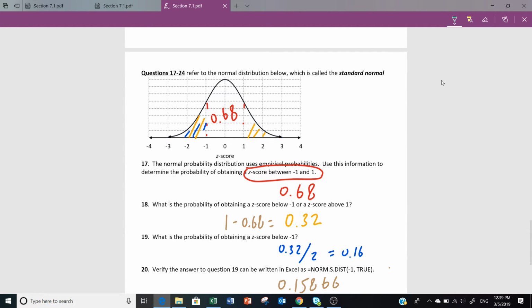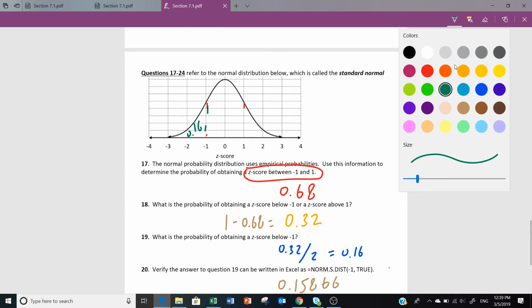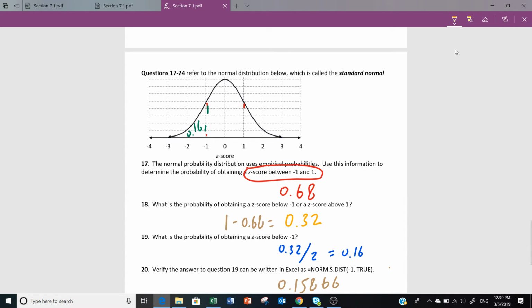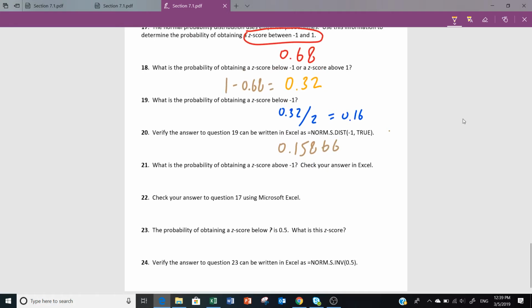If you know that below -1 is 0.16, well, since the whole probability is 1, this remaining probability has to be 0.84, or 1 minus 0.16. So this part here is 0.84.